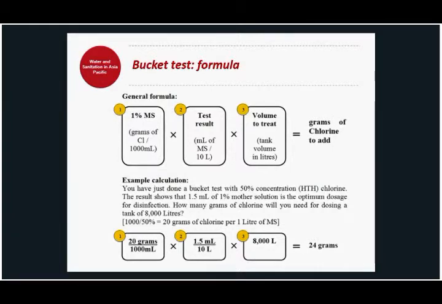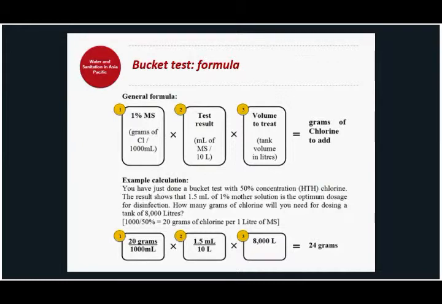So the formula for the bucket test is very similar to what we did for the sedimentation test, the jar test. What we must remember here is that each chlorine has a percentage. So often we refer to a concentration of chlorine, and in this example we're using a 50% concentration. Chlorine varies. Often the range is between 50 and 70% concentration of chlorine.